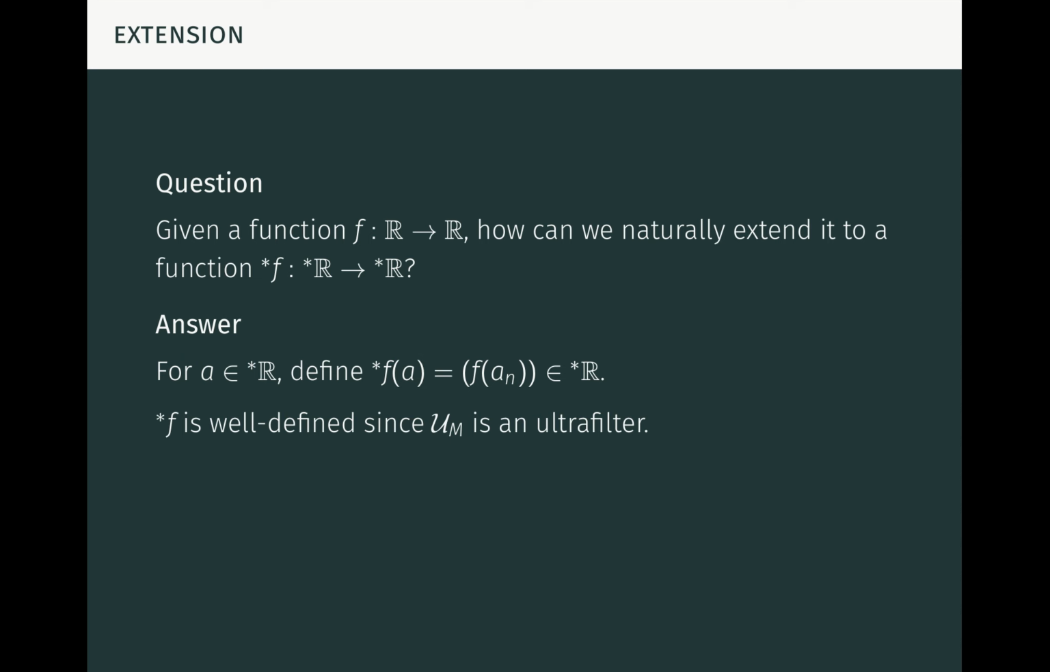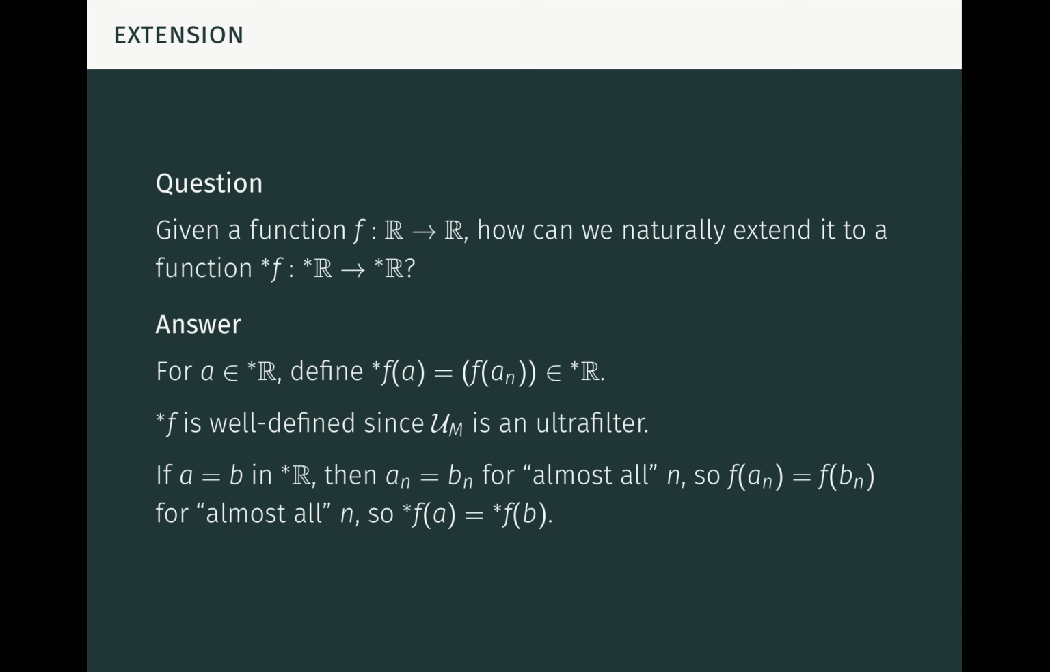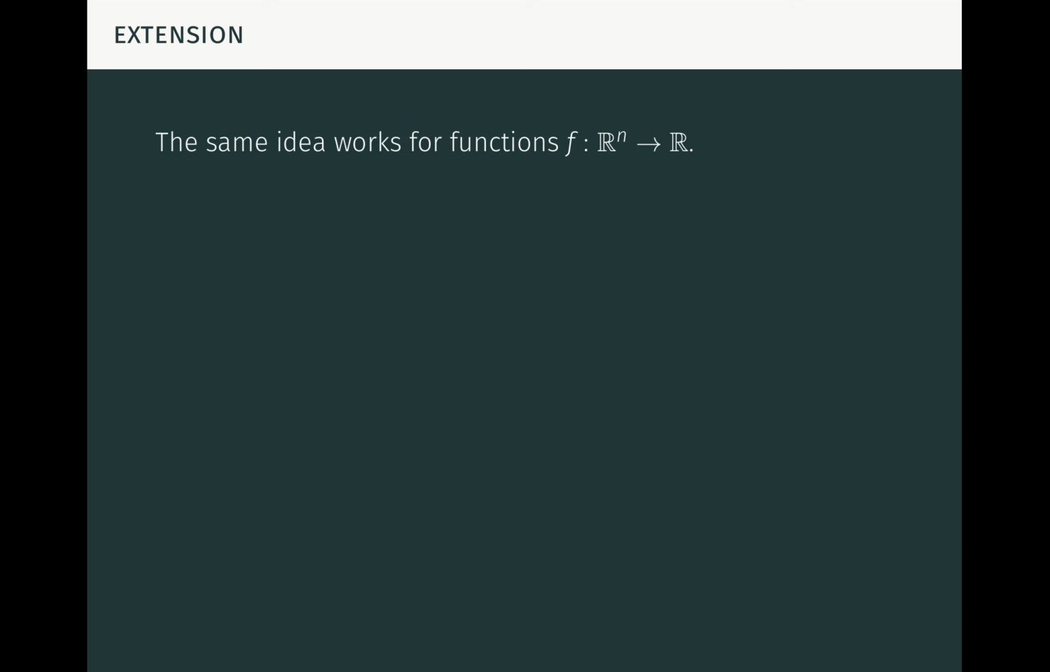Note that *f is well defined since U is an ultrafilter. In other words, if A is equal to B in *R, then that means that a_n is equal to b_n for almost all n, so f of a_n is equal to f of b_n for almost all n, and therefore *f at A is equal to *f at B. Now, this same basic idea works for functions of multiple variables from R^n to R.